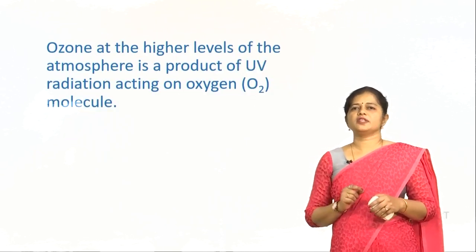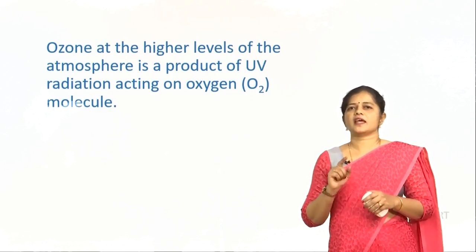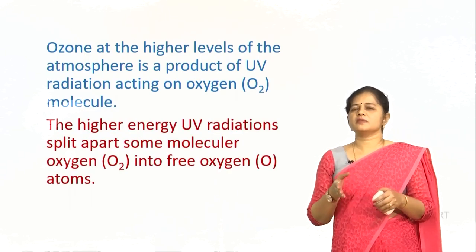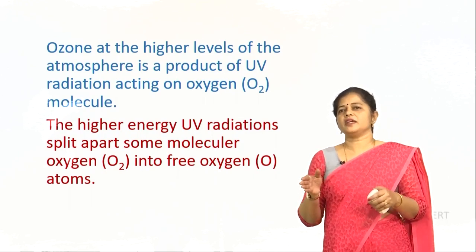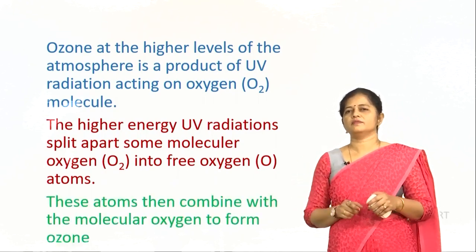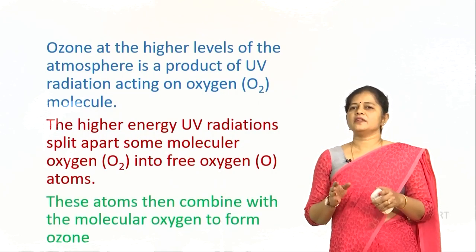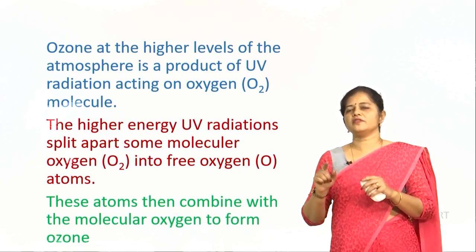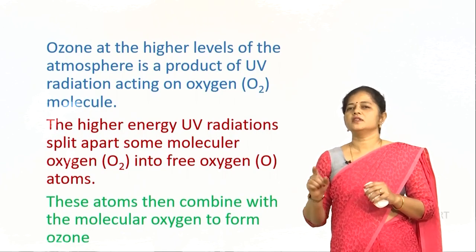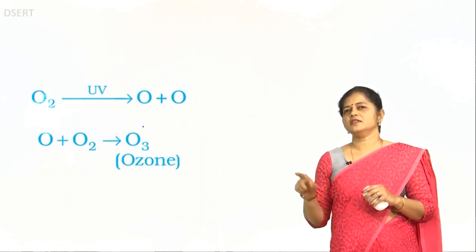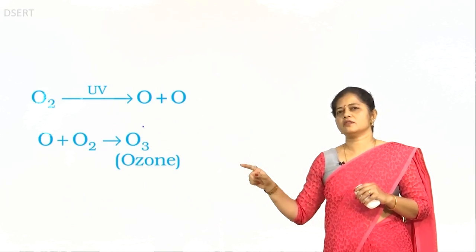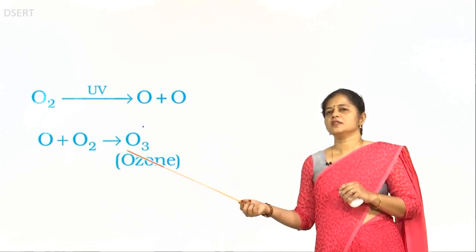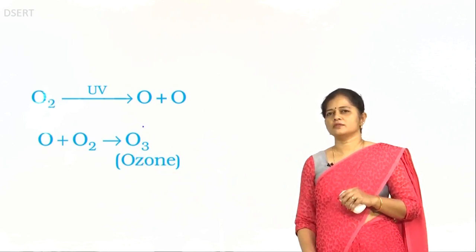Ozone at the higher levels of the atmosphere is a product of the UV radiation acting on oxygen molecules. The higher energy UV radiation splits apart some molecular oxygen, O2, into free oxygen or nascent oxygen, O. These atoms in turn combine with the molecular oxygen to form the ozone. That means the nascent oxygen O will combine with oxygen O2 to form O3, that is the ozone. Now you can see here, the oxygen is split into nascent oxygen by the UV rays, and this nascent oxygen in turn reacts with the oxygen to form the ozone.